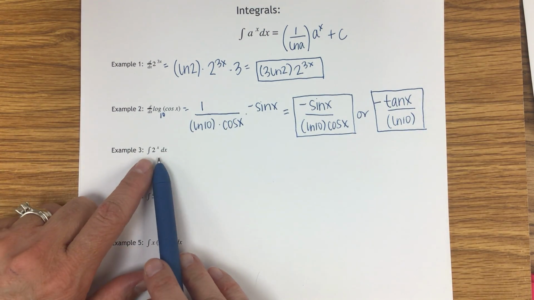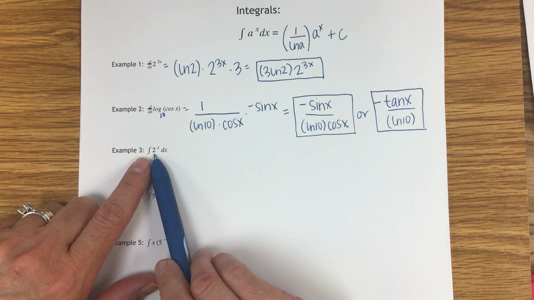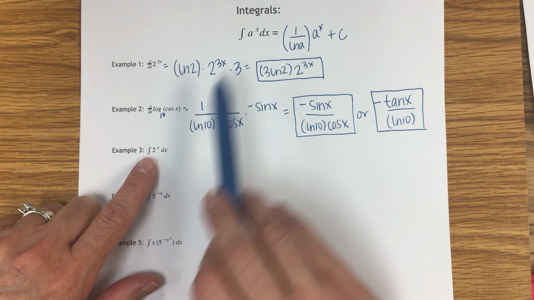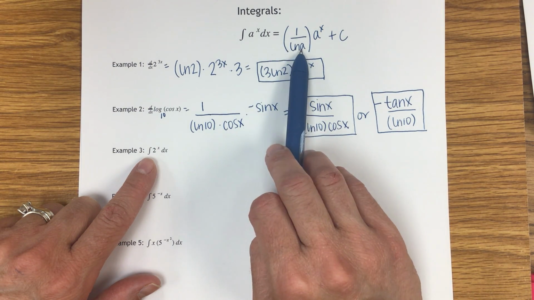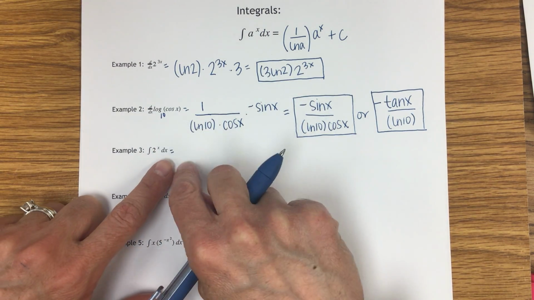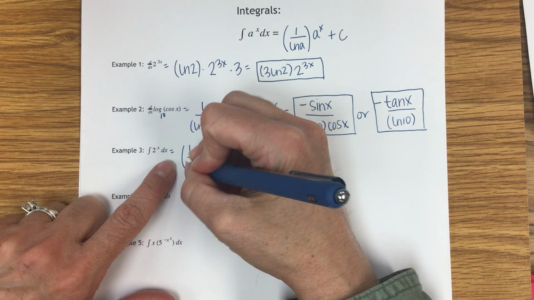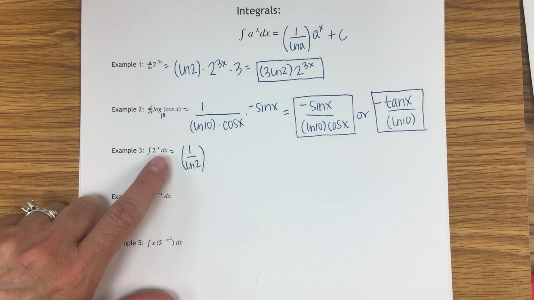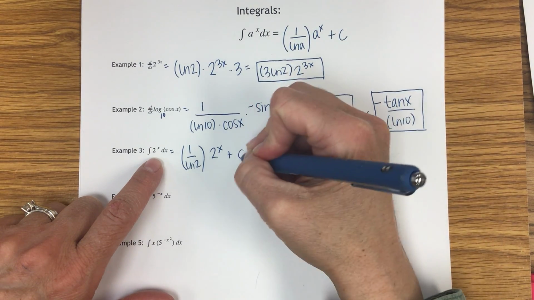So example 3 is going to follow this exactly. A is my base, so here 2 is my base. And then I've got x as the exponent. So I just have to follow this formula, plugging in 2 every time I see an a. So the integral of 2 to the x is 1 over natural log of 2 times a to the x, which is 2 to the x, plus c.